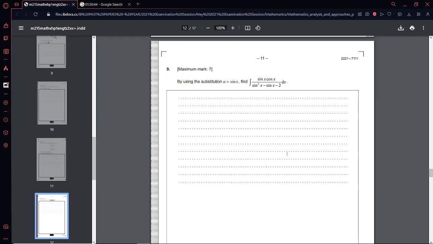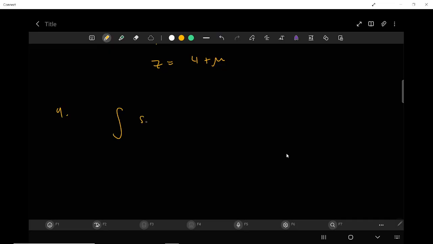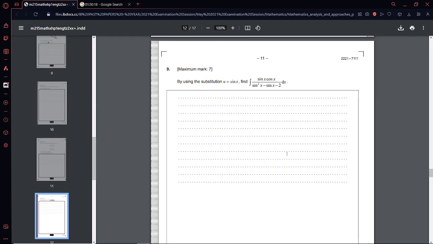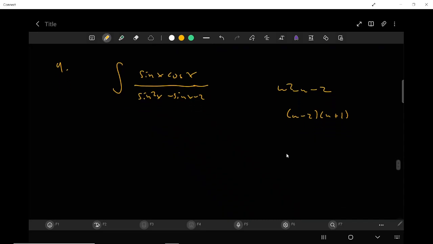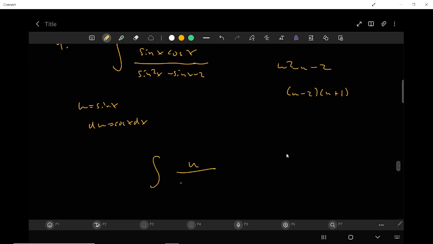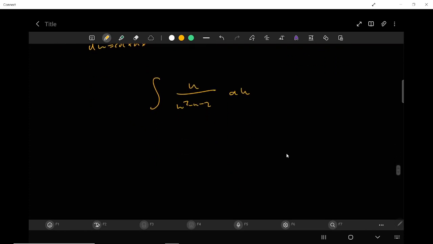Okay, question 9. By using a u substitution, show this: the integral of sine x cos x over sine squared x minus sine x minus 2. Can we factor the bottom? If we have u squared minus u minus 2, that's going to be minus 2 and plus 1. Is this a partial fraction thing? Maybe. If we use u equals sine x, du equals cos x dx, so it's the integral of u over u squared minus u minus 2 du.